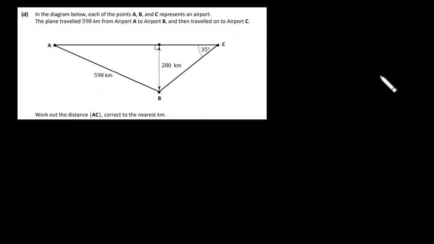Part D. In the diagram, each of the points A, B, C represents an airport. The plane travels 598 kilometers from airport A to airport B and then travels on to C. Work out the distance AC. Okay, so we've got to break this down into 2 parts. I'm going to call this distance here X, and this distance here Y. I'm going to work from there. So I'm going to look at this triangle on the left first.